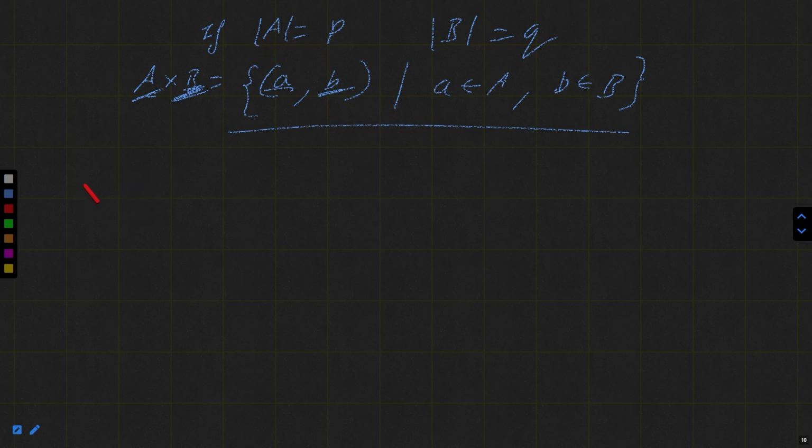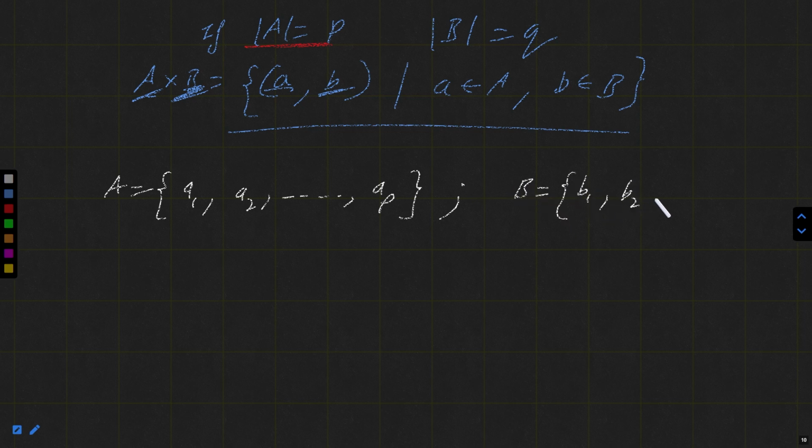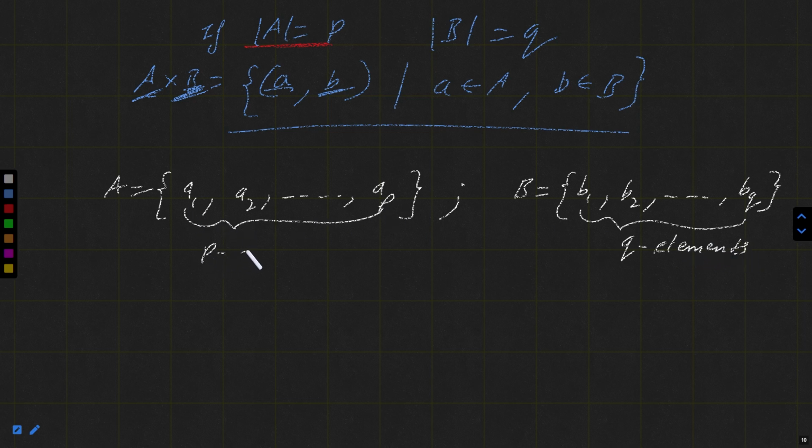So let me write that if set A has P elements, this means I can take A1, A2 and so on till AP. Same with B. I can take B as B1, B2 till BQ. So here Q elements, and here P elements.